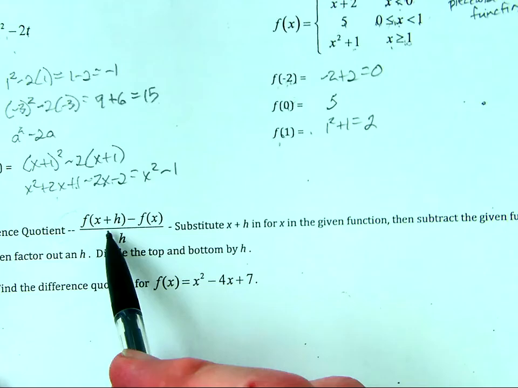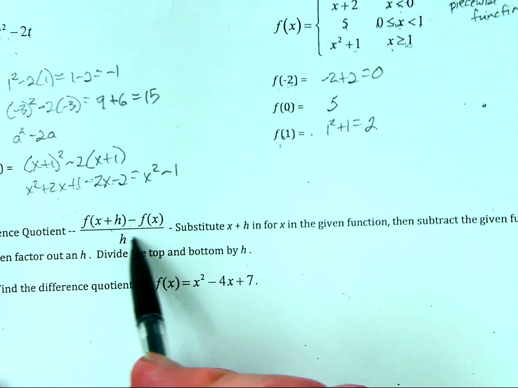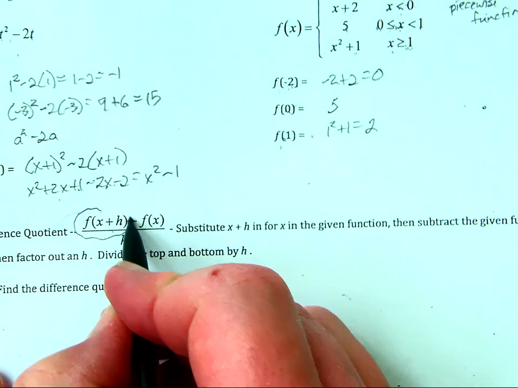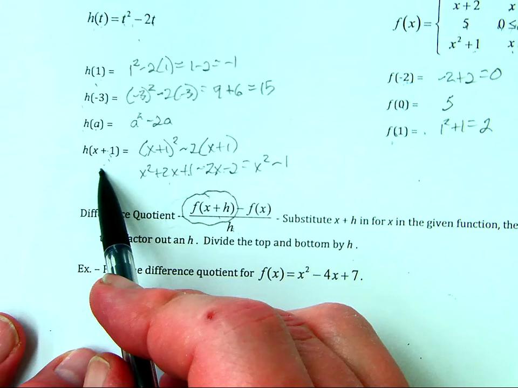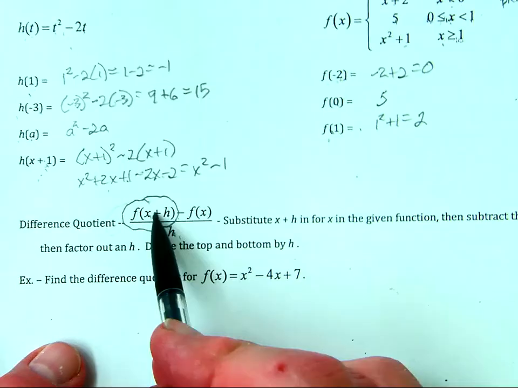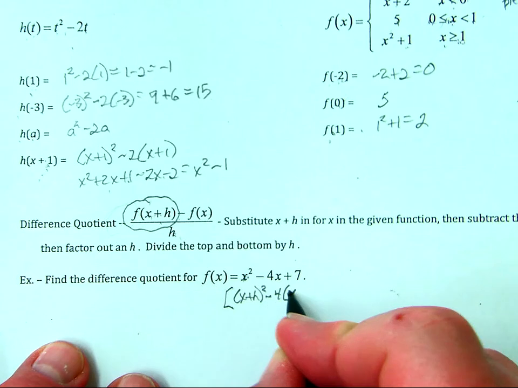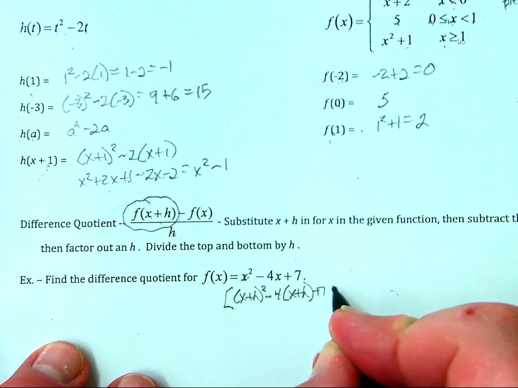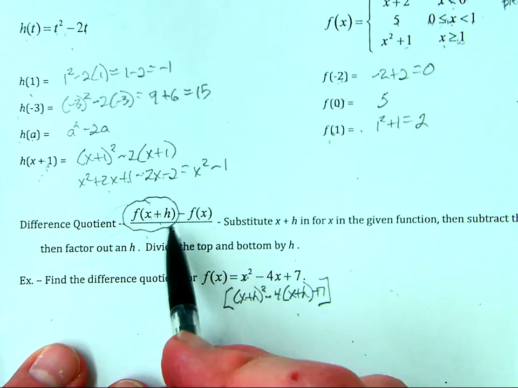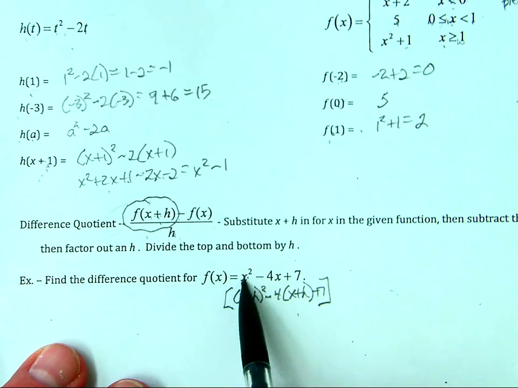First, we have f of x plus h. Well, just like here when we had h of x plus 1, we plugged x plus 1 in for the variable. Here, we're going to plug x plus h in for the variable. So f of x plus h, we're going to put x plus h in here. So that's going to be x plus h squared minus 4 times x plus h plus 7. So that's that first part right there. We took x plus h and we plugged it in for each one of those x's. Okay? That always gives students trouble. Again, just remember, whatever's in the parentheses is what you plug in for the variable.